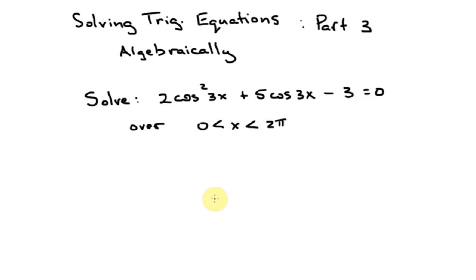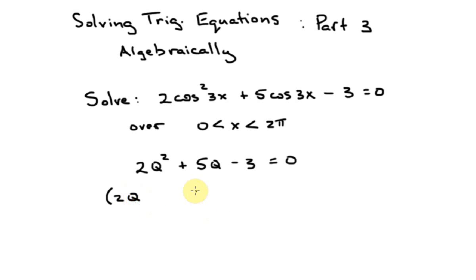And so the first thing I'm thinking I'm going to do is replace all of these cos 3x's with q, just to make it a little bit easier to look at. Just because then I look at it and I see, yes, it's 2 times cos 3x squared, or q squared, plus 5 times cos 3x, which would be 5q, minus 3 equals 0. And I go, hey, I think that this thing factors. So I'm going to go ahead and factor it.